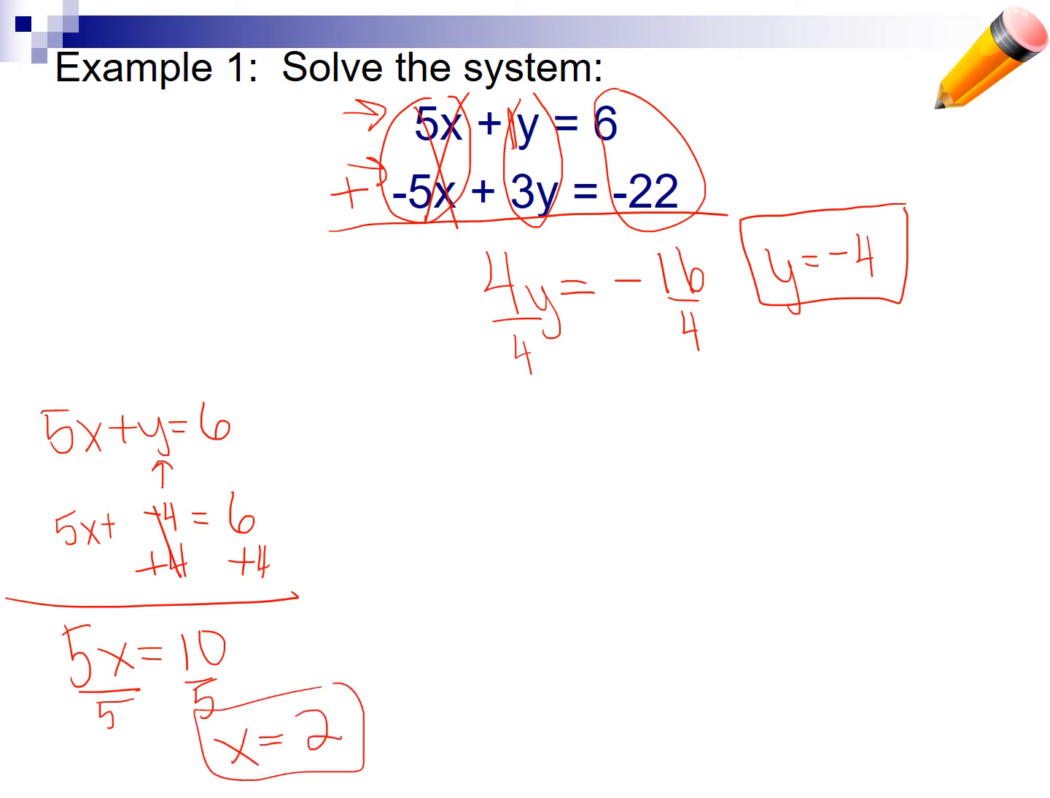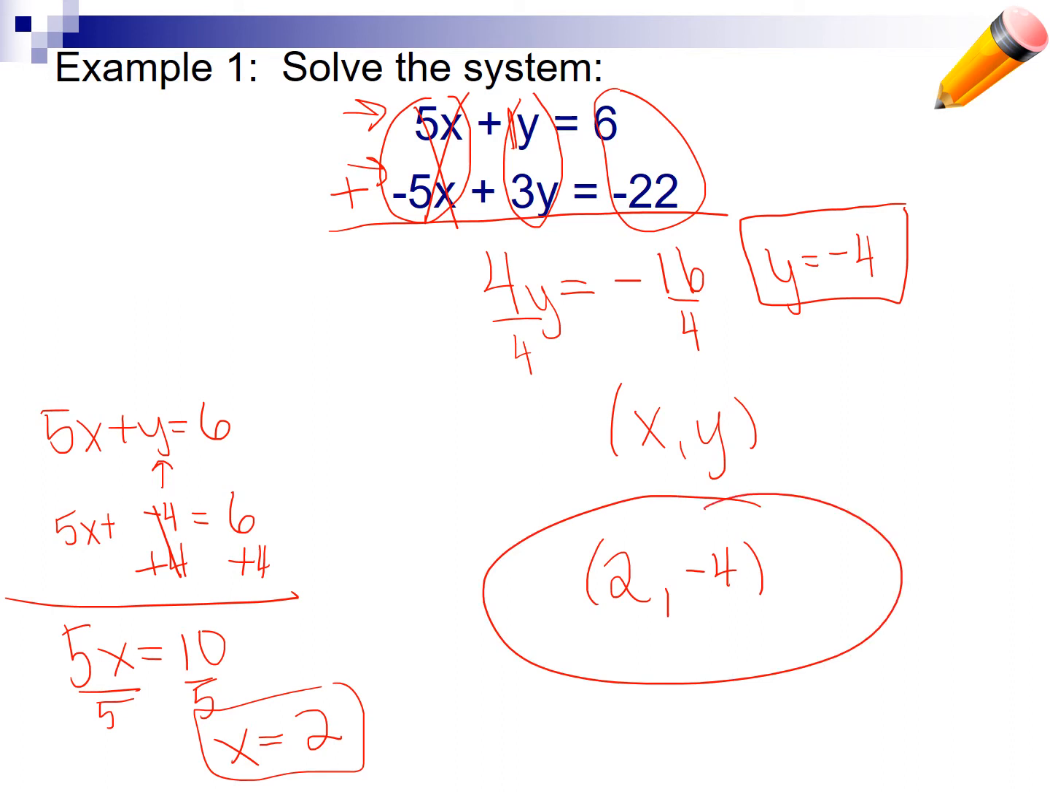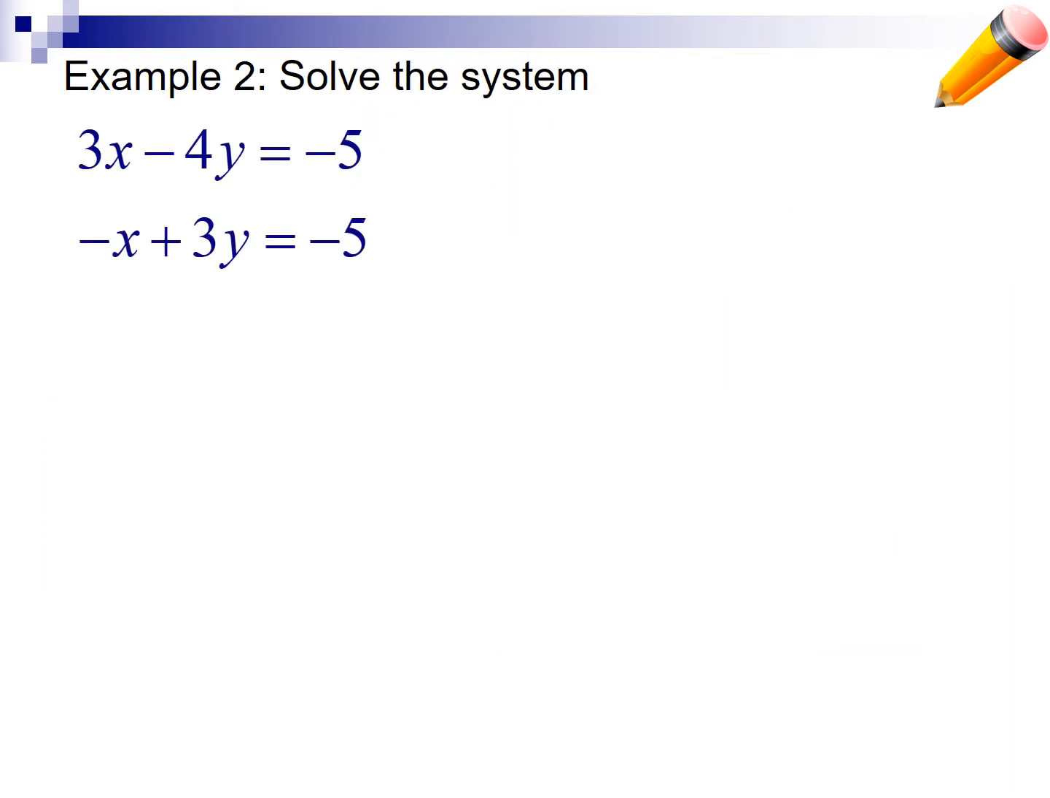Remember that for systems, we've been writing our answers as an ordered pair. And ordered pairs are always x comma y. So my answer is 2 comma negative 4. So that's my answer for example number 1.